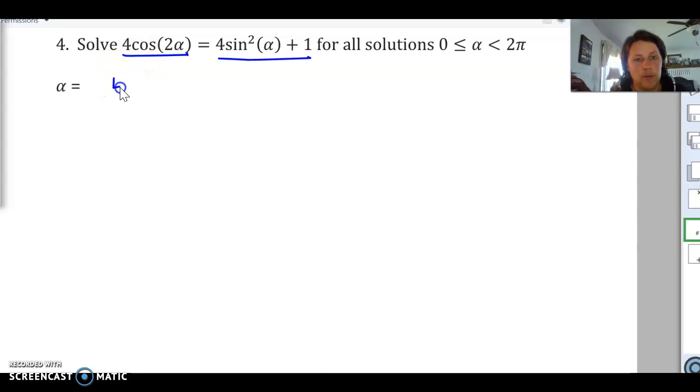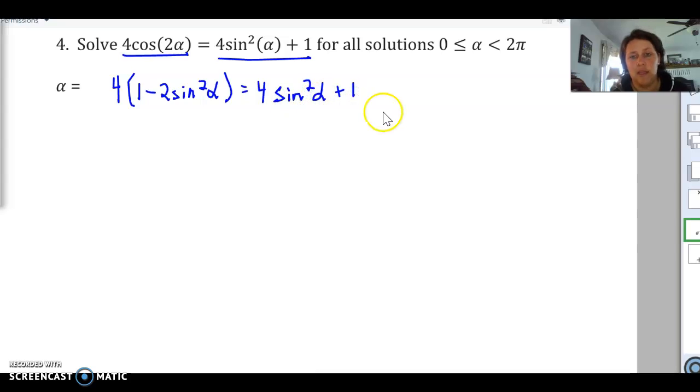So I'm going to do a substitution. Instead of writing cosine of 2 alpha, I am going to write 1 minus 2 sine squared alpha, and that is using our double angle identity. And that is all equal to 4 sine squared alpha plus 1. Now, be careful not to be tempted to divide by 4. If we do divide by 4, we would have to divide this 1 by 4 also. So it is doable, but it's going to leave us a fraction there, so not necessary.